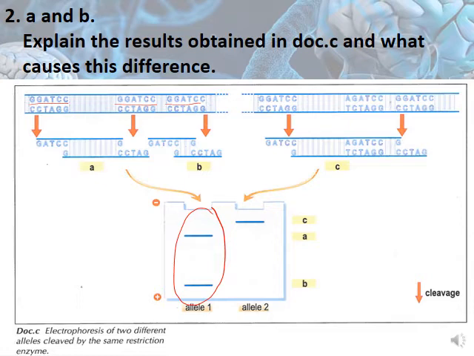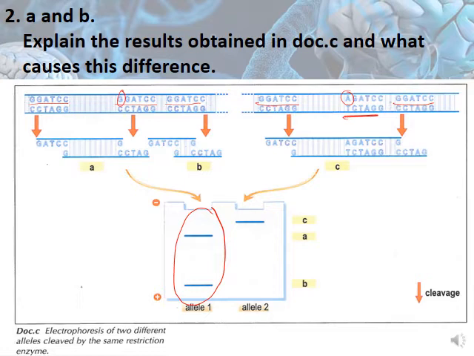Allele 2 results from a mutation. Why? Here we have GGATCC and here we have GGATCC, right, but here G is replaced with A, so we have a mutation. So allele 2 shows only 1 band. This mutation caused the disappearance of one of the recognition sites here, so the allele is not cut from inside. So 1 band is observed.